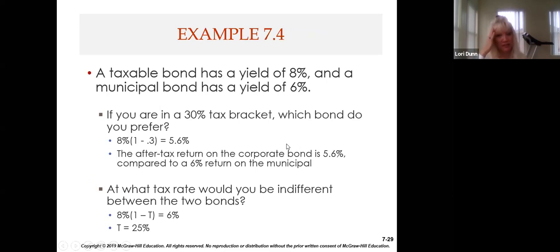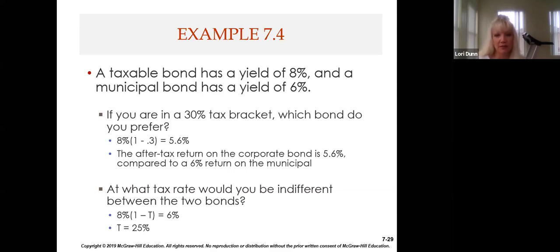So let's just take a look at this really quick. The tax situation here. Let's say you have some money. There's a taxable bond that has a yield of 8% interest. So when you buy that bond, over the life of the bond, you're going to make 8% in interest. You also can look at a municipal bond, and that bond has a yield of 6%. So that's how much interest it's actually going to make over the life of the bond.